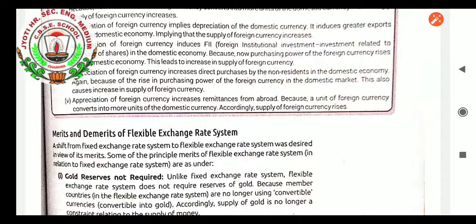Now in the next class we will learn more appreciation and depreciation type questions, plus we will learn the merits and demerits of the flexible exchange rate system, and also we will learn the last topic, which is very important, managed floating.